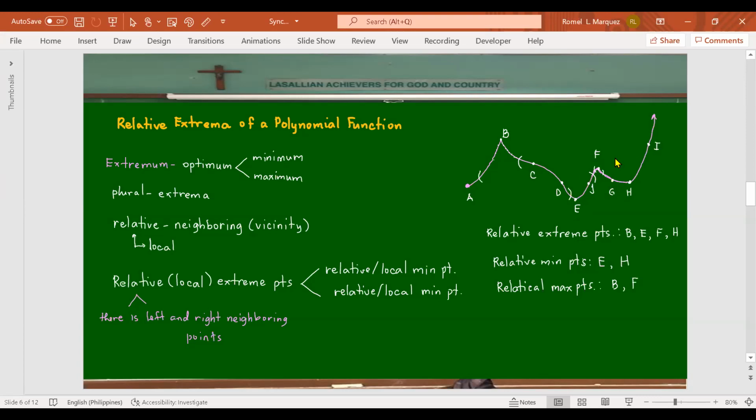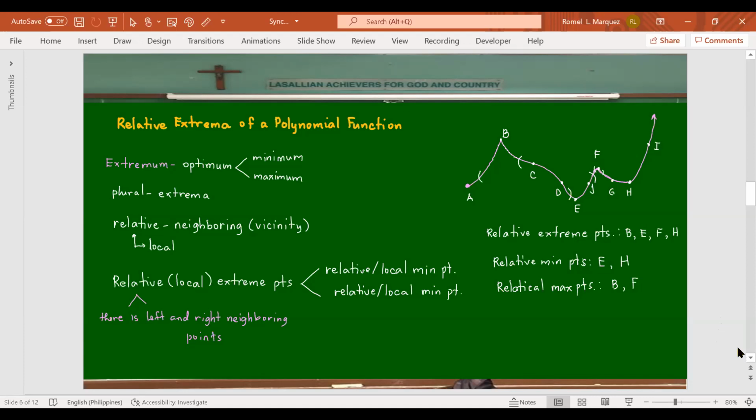However small that interval is, as long as there is an interval that can enclose that point on which all the neighboring points are either greater than or less than that point. Is that clear, children? Yes po, sir. Okay, so you know now what it means.